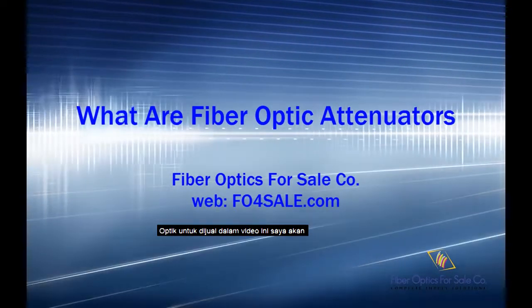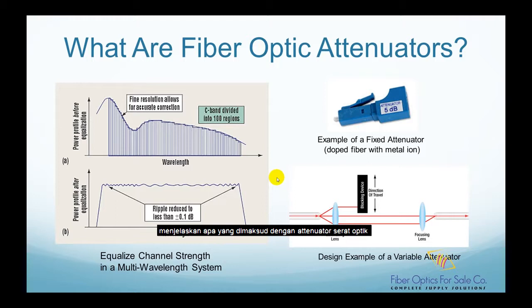In this video, I will explain what fiber optic attenuators are. Fiber optic attenuators are used in applications where the optical signal is too strong and needs to be reduced. For example, in a multi-wavelength fiber optic system, you need to equalize the optical channel strength so that all the channels have similar power levels. This means reducing stronger channels' powers to match lower power channels.